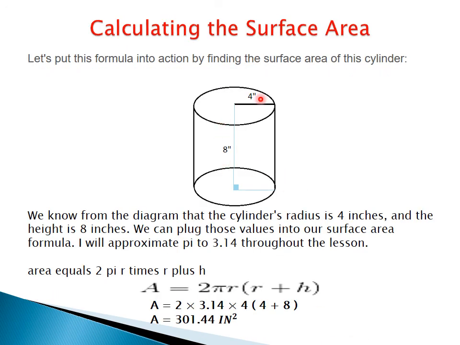Here you can see radius is given 4 inch, height is given 8 inch. From the formula A equal to 2 pi r bracket r plus h. So 2 into pi, we know the constant 3.14, into r which is given 4, bracket, again r is given 4 plus 8. We will get 301.44 inch square. This is how to calculate the surface area of a cylinder.